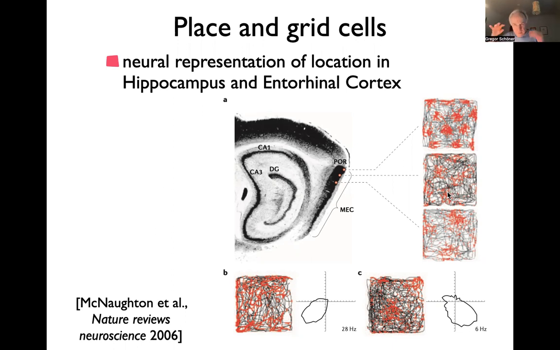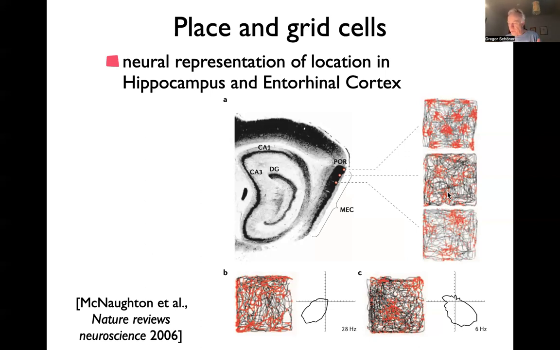That is, some cells you're recording, you suddenly start to see it's always firing in certain locations. And it turns out that pattern then persists, even if you, for instance, turn off the light so that the animal cannot use vision to reorient.